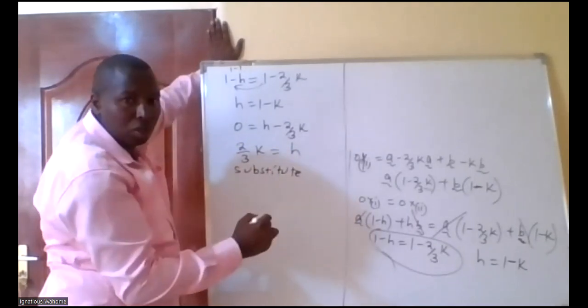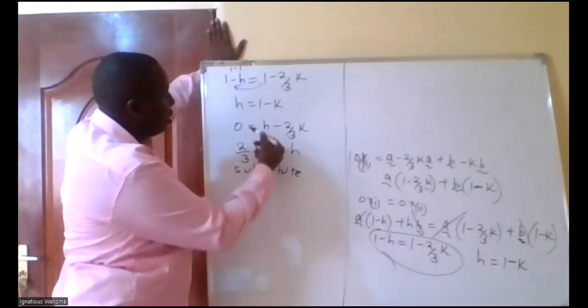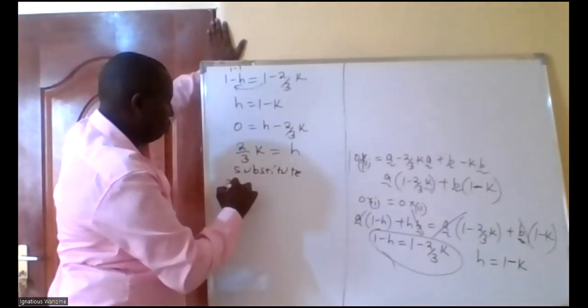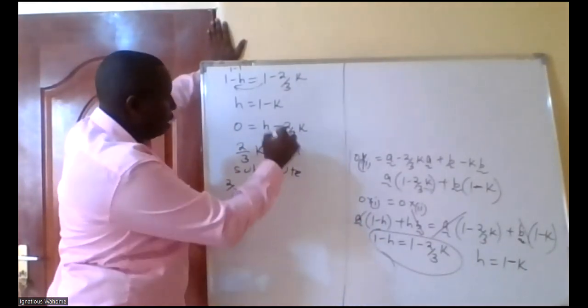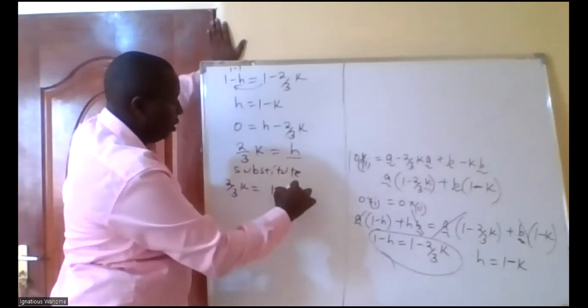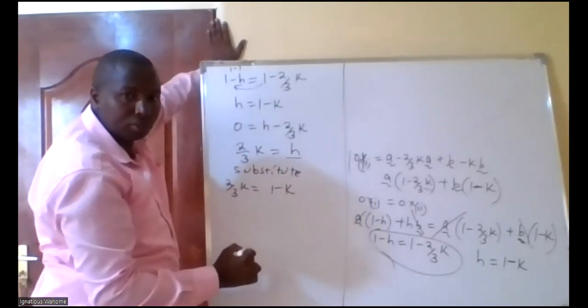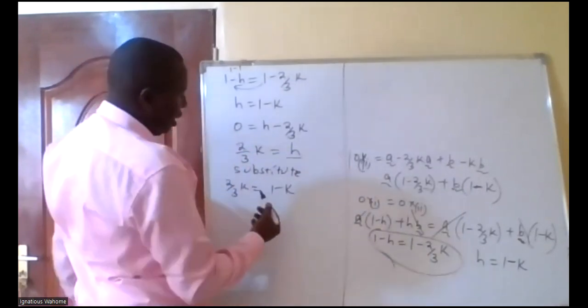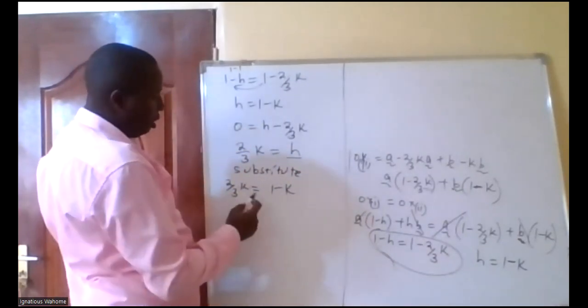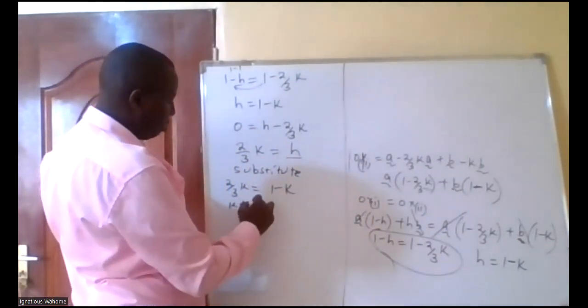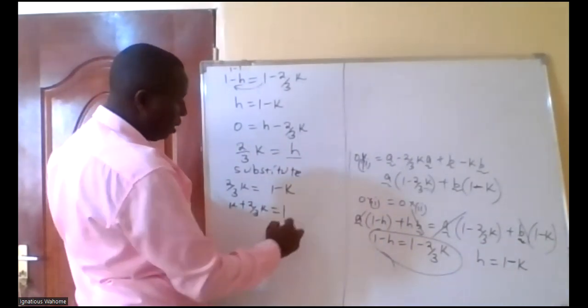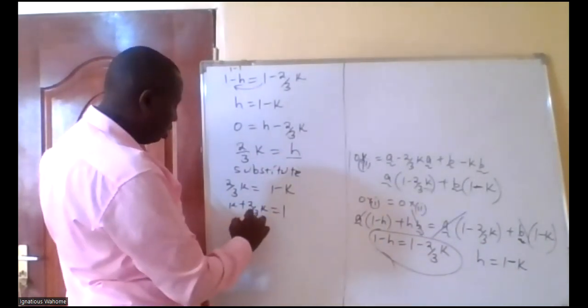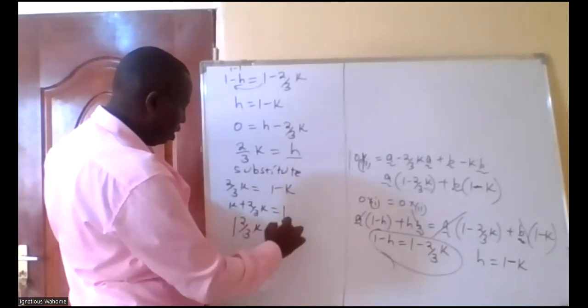Substitute. To substitute this one, you take H is equal to 1 minus K. You get 2 over 3 K is equal to H. Our H is 1 minus K. So you bring like terms together. Bring this one here. You get K plus 2 over 3 K equals 1.